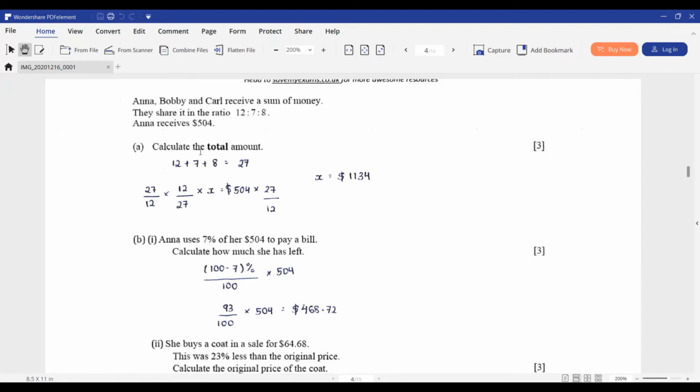So calculate the total amount. The first thing we want to do is add all of these ratios, so we're going to find the total sample size. We're going to take 12 plus 7 plus 8. That's basically 12 plus 15, and that is 27.